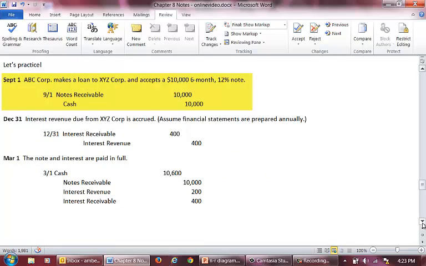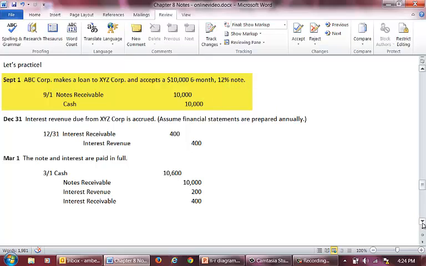On September the 1st, ABC Corp makes a loan to XYZ Corp and accepts a $10,000 6-month 12% note. In this example, ABC is the payee and XYZ is the maker. Therefore, we are taking ABC's perspective. On September the 1st, ABC would debit notes receivable and credit cash for $10,000.